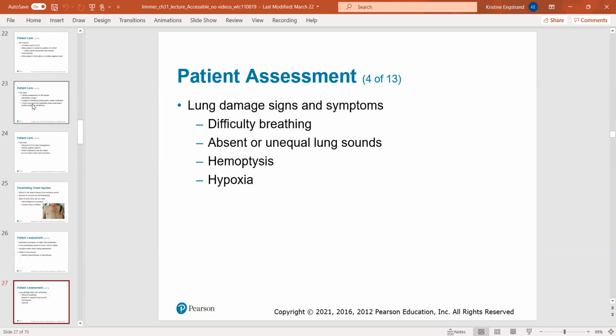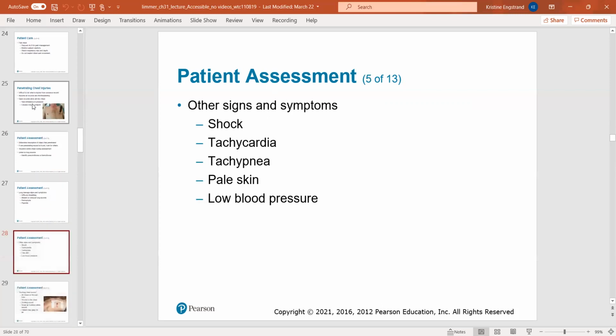The biggest signs and symptoms: they are going to have a lot of difficulty breathing. If you've got a pneumothorax or hemothorax on board, you're going to have absent, unequal lung sounds. Hypoxia, you're not getting good respiratory exchange. If the lungs have to work harder, so does the heart. You know, heart and lungs work together. Signs of shock: tachycardia, fast breathing, pale, and then a late sign of shock, of course, is when they have that drop in blood pressure.